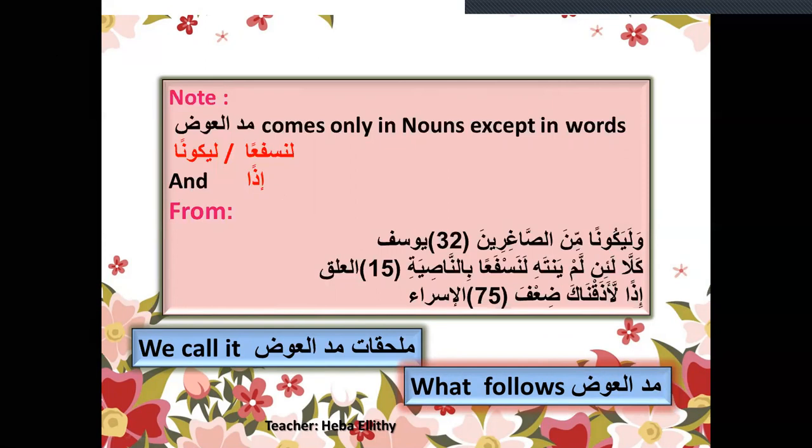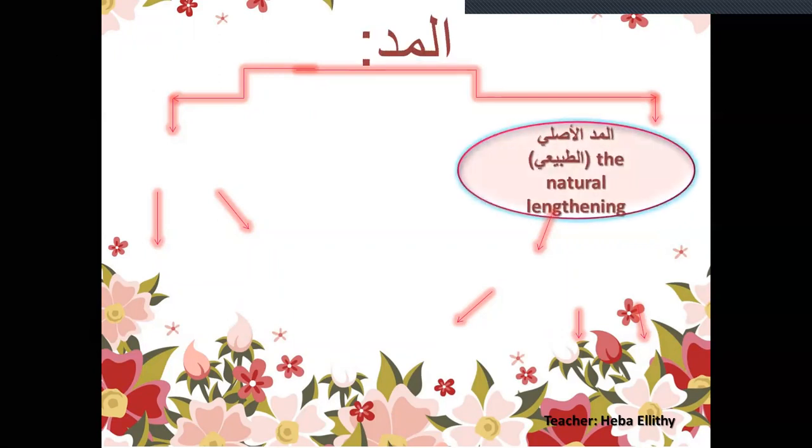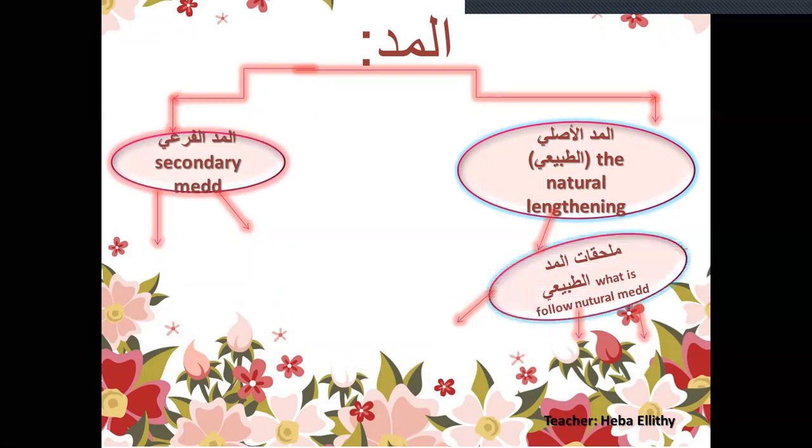The tanween and the مد العوض come only in nouns except these 3 words. That's why we take these 3 words and we say they follow مد العوض. It's not مد العوض. By this, our lesson for today is done. And by our lesson of today, we are done with المد الطبيعي الأصلي. And what follows المد الطبيعي الأصلي? ملحقات المد الطبيعي الأصلي. مد الصلة الصغرى, we are done with it. مد العوض, we are done with it.